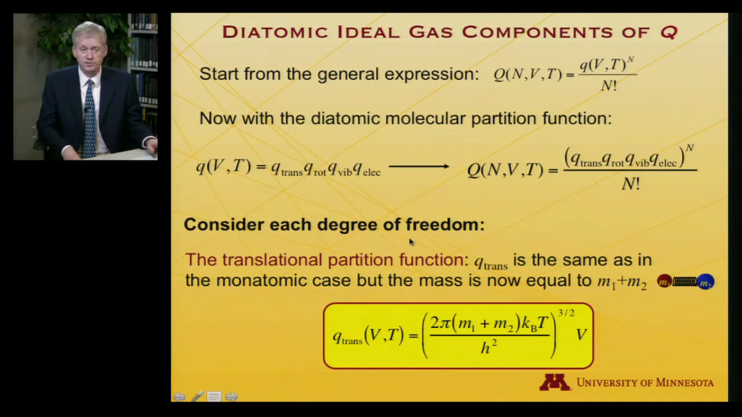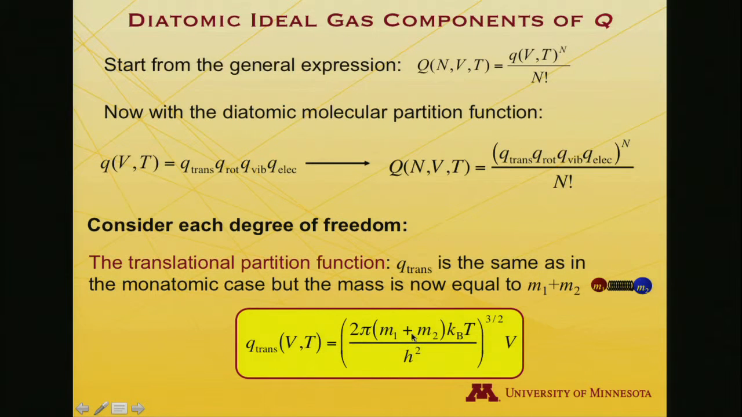Let's actually consider those degrees of freedom separately. The translational partition function is identical in all respects. It's the same problem. It's a particle in a box problem. So identical in all respects to that we saw in the monatomic case. The only difference is the total mass of the system, the particle if you will, is now the sum of the two atomic masses in the diatomic molecule compared to just the mass of the atom. So I'm going to label my atoms with these little tiny font letters M1 and M2, but they look better here. Those are the masses of the two individual atoms.